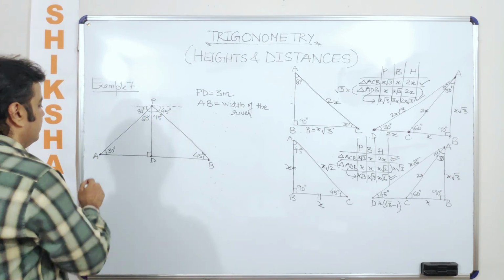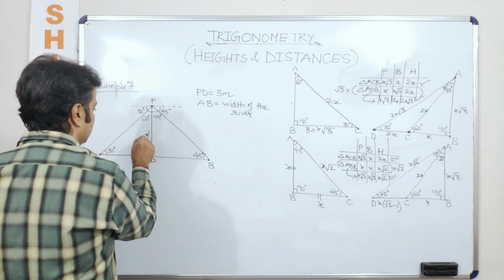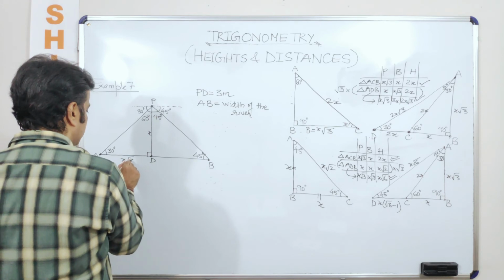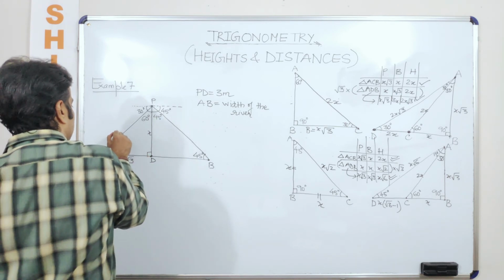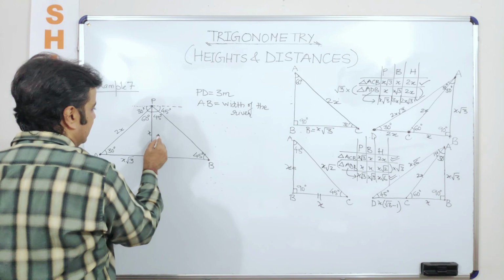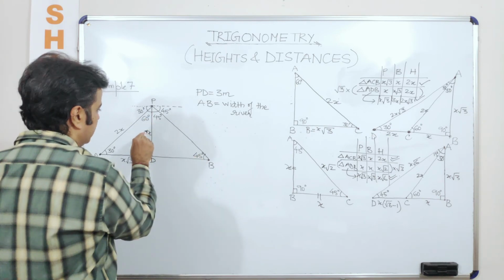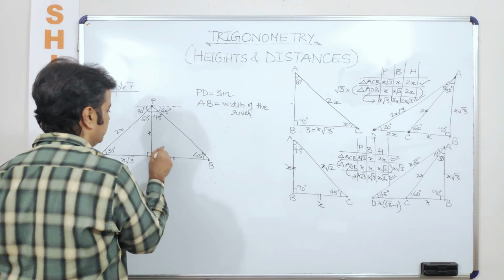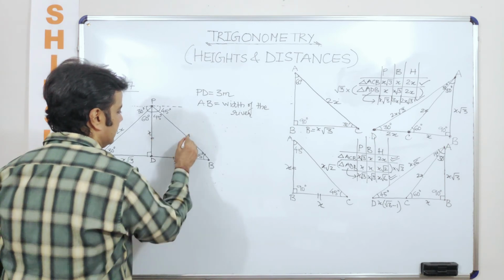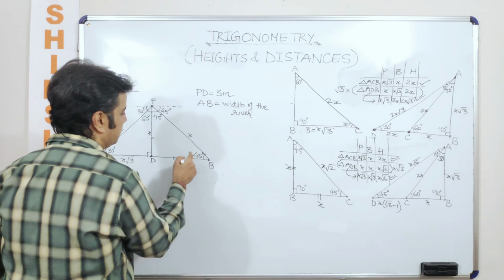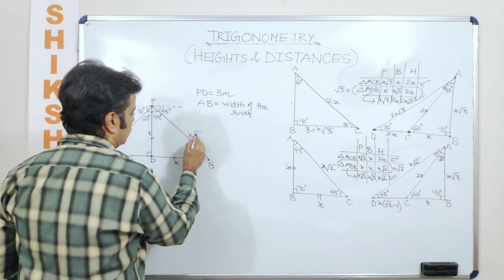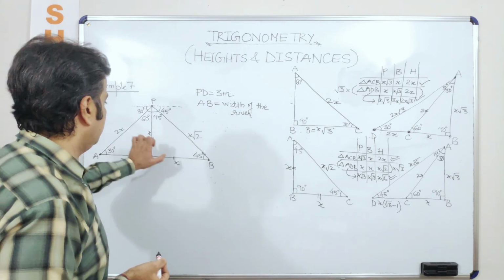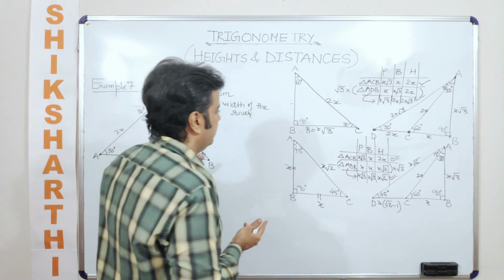Now if the side opposite to 30 degrees is x, the side opposite to 60 degrees becomes x root 3, and the side opposite to 90 degrees is 2x. In that case, now talking about this triangle, if the perpendicular is x, the base will also be x, because this is 45, 45, so these two sides would be equal. In that case, the length of PB becomes x root 2. So how many lengths have you calculated? 3 plus 2, 5.